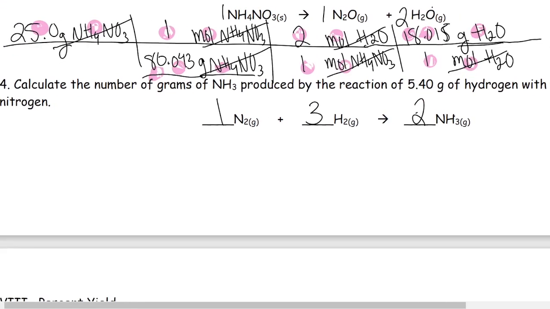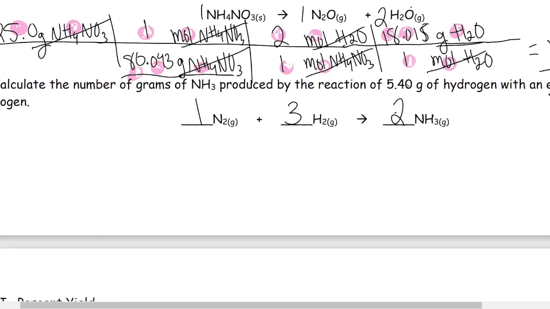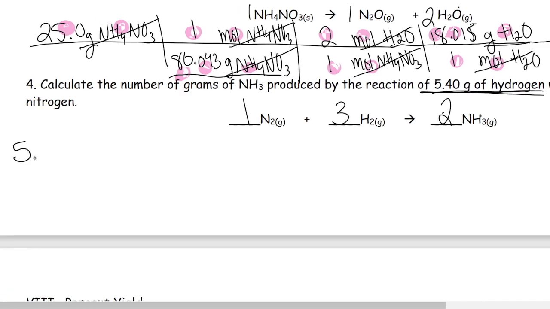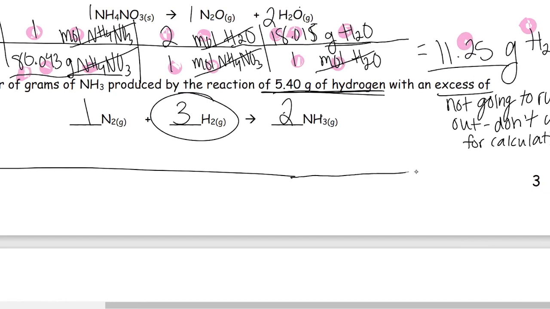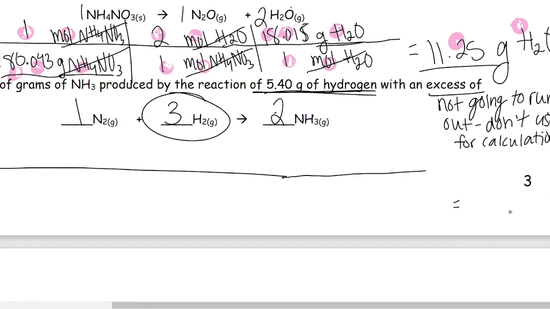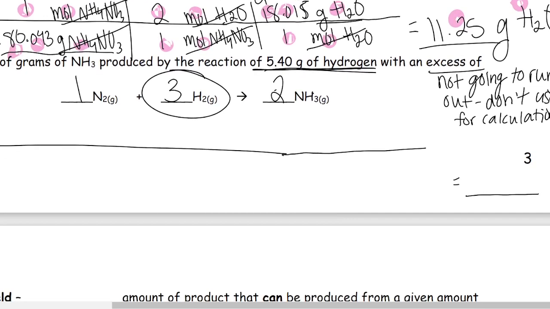All right, so number 4 says calculate the number of grams of NH3 produced by this reaction. So my given information is 5.40 grams of hydrogen. I'm going to go ahead and plug that right in. 5.40 grams of hydrogen. Since hydrogen is diatomic, it is H2, and we also can tell that from the reaction. I'm going to just go ahead and make my line longer now. And then at the very end, I will know that I am done with this when my unit ends in what? Perfect. So grams NH3 is what we are looking for.